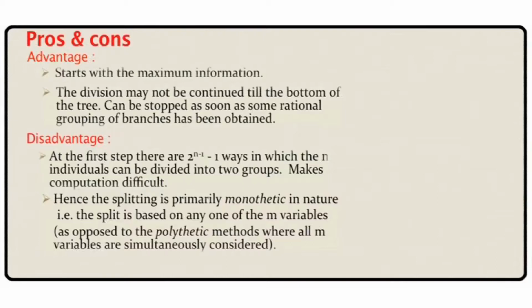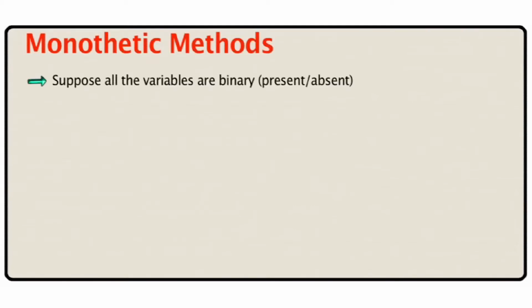But this is much more computationally difficult, as we'll see, and hence if n is large, the monothetic method is primarily used. Let's look at the monothetic methods. So what are the types of methods that we have here? Now again we'll relate this to the type of variables.